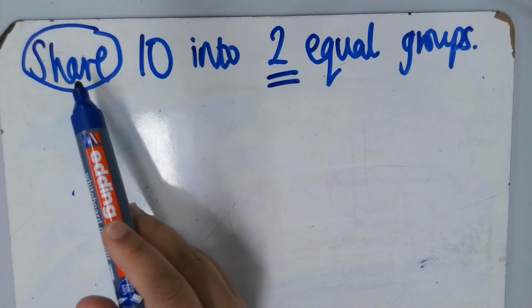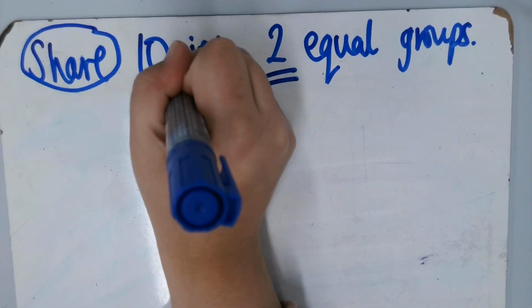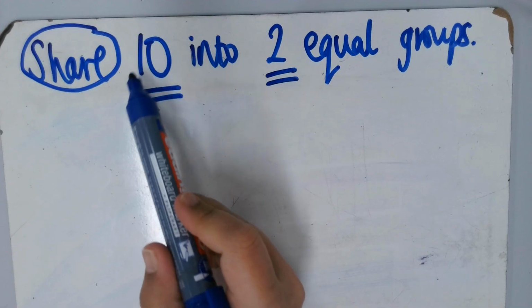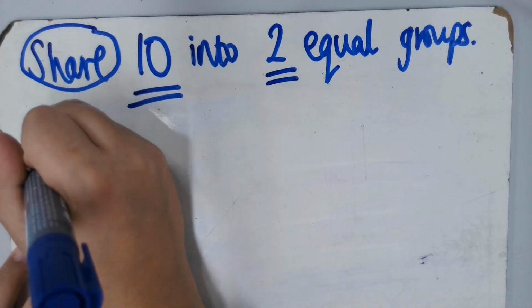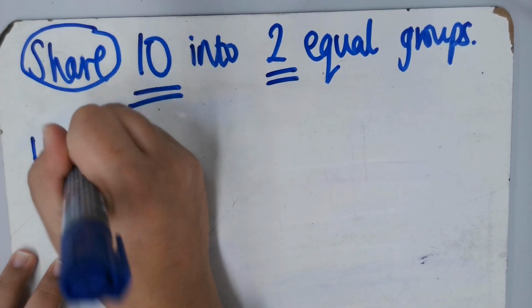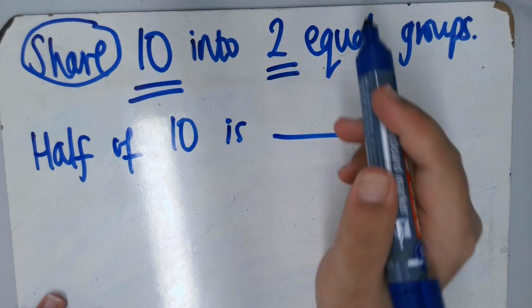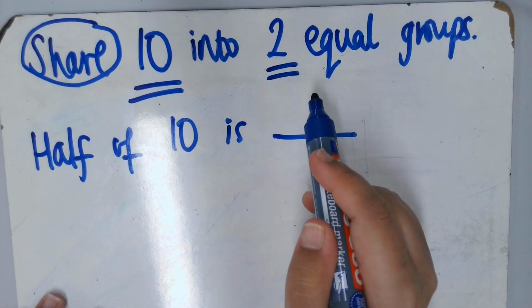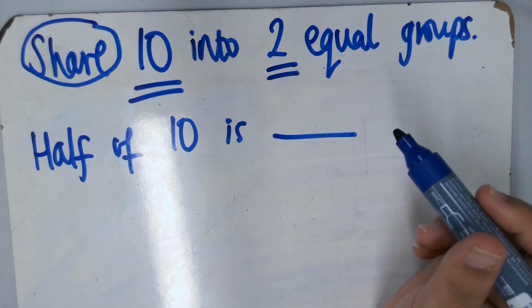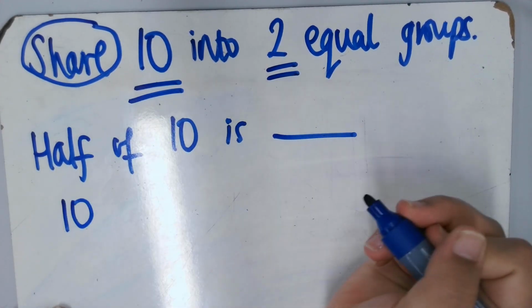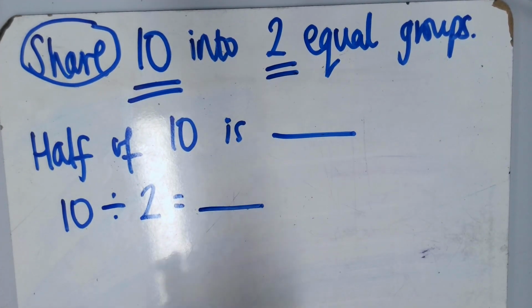Okay, immediately that word share tells me that we are going to divide. I've been given my whole, which is 10, and I want to share it into 2 equal groups, or I want to find half of 10. Remember, 2 groups, dividing by 2, is the same as halving. So I can write that into an equation. I've got 10, my whole, divided into two groups gives me a value.